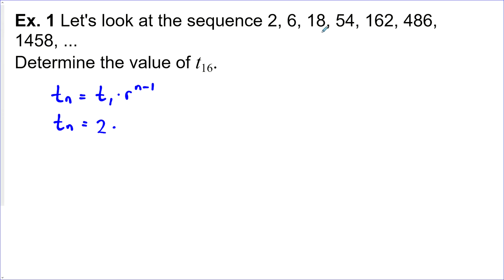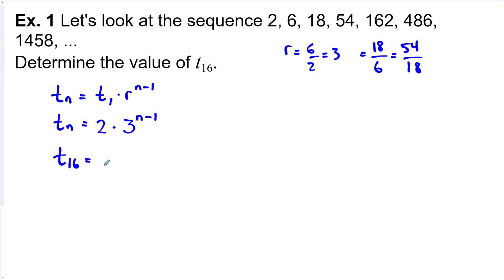We can find it by dividing any two of these. So 6 divided by 2 we find is 3. Or we could have done 18 divided by 6, that's also 3. Or we could have done 54 divided by 18, that's also 3. Or any one of these will work. So our common ratio is 3. So this is our general term here. Now let's find T16. So T16 is equal to 2 times 3 to the power of 16 minus 1.